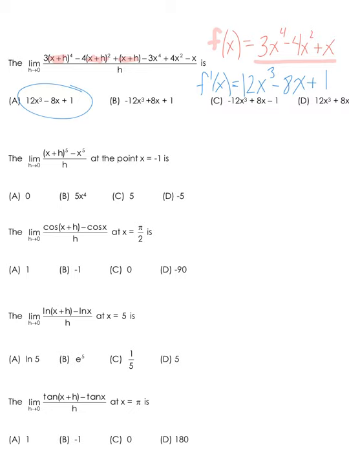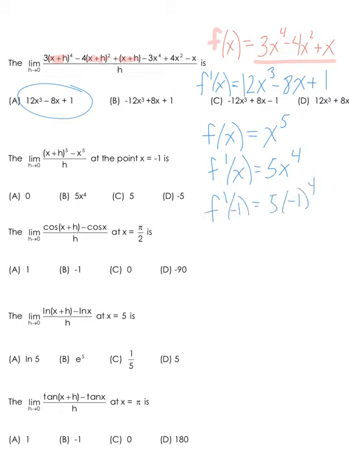The next one, I'm just going to run through these. They're pretty quick. The function that we're talking about is x to the fifth. The derivative of that is 5x to the fourth. I want the derivative at negative 1. Negative 1 to the fourth is just a positive 1, so this is just going to be plain old 5.